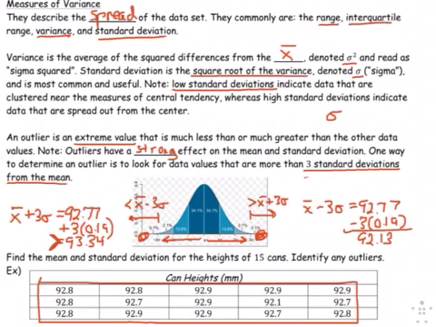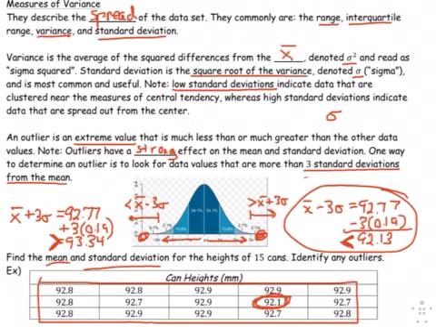So I'm looking at the data and nothing is above 93. So we're okay there. Now anything below 92.13 is an outlier, and we have a 92.1 right here. So that's an outlier. And this justifies it. So we found the mean and the standard deviation, and we identified any outliers.